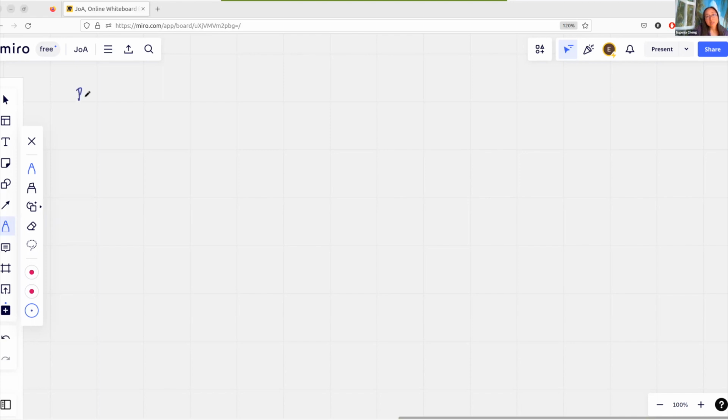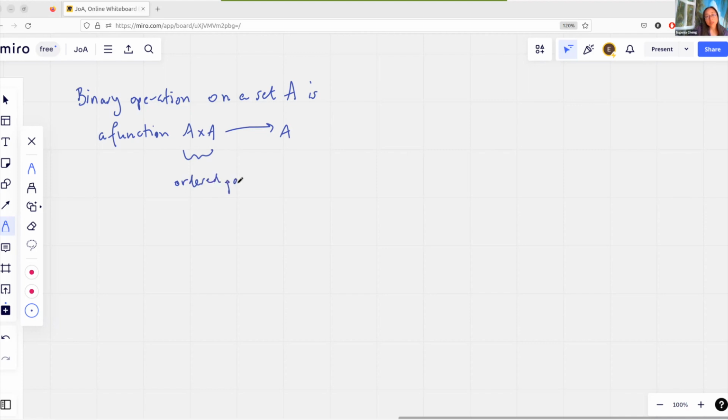So for me, a binary operation on a set A is a function from A cross A, that's the set of ordered pairs, to A. So this is the set of ordered pairs of elements of A.